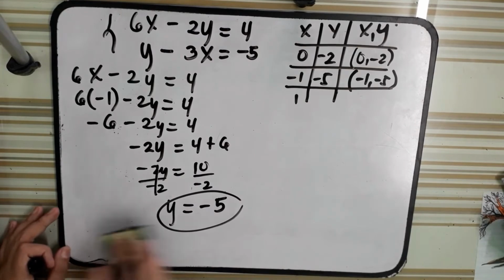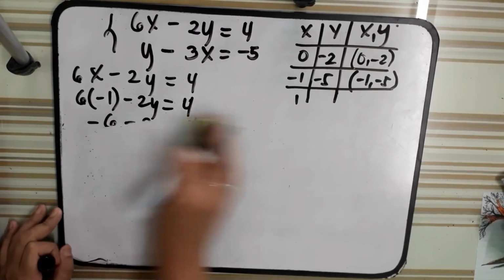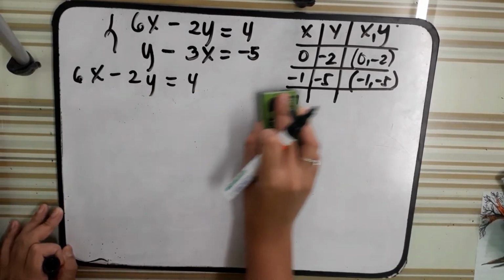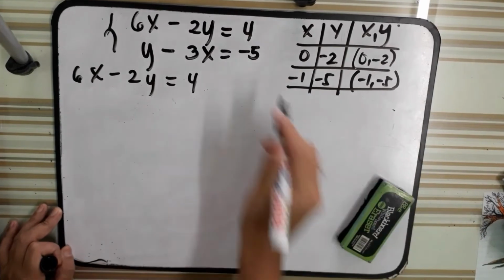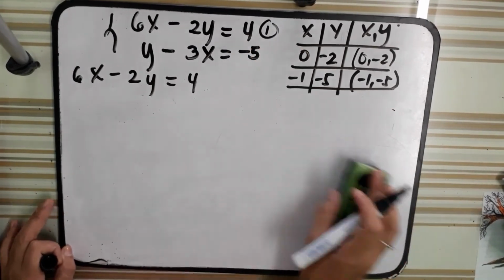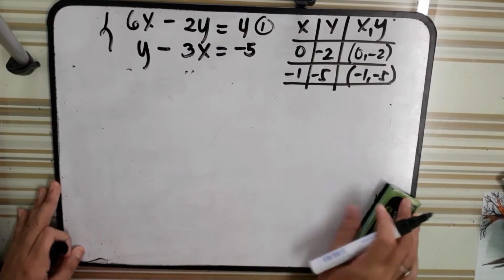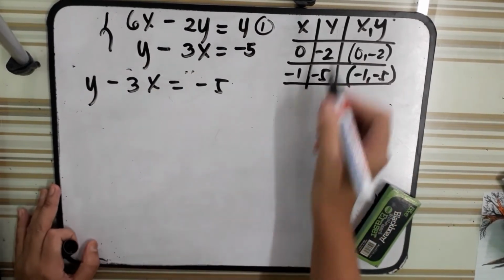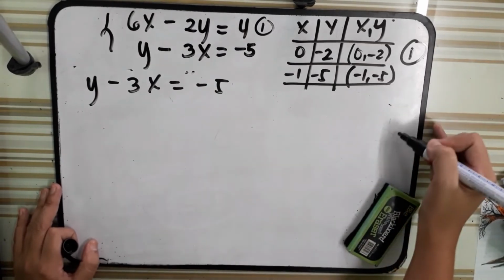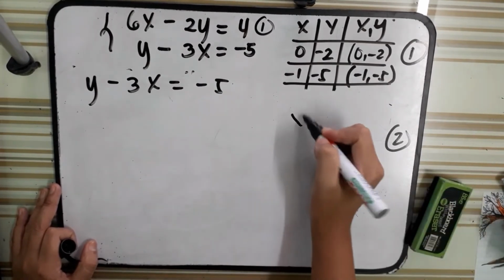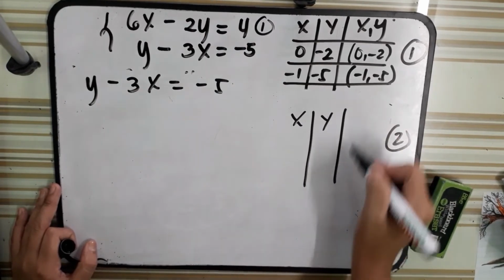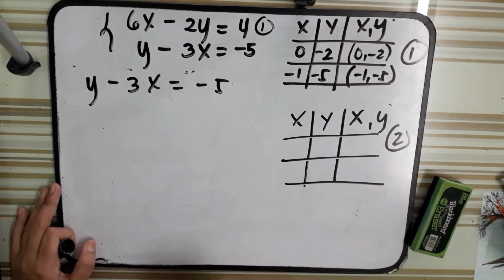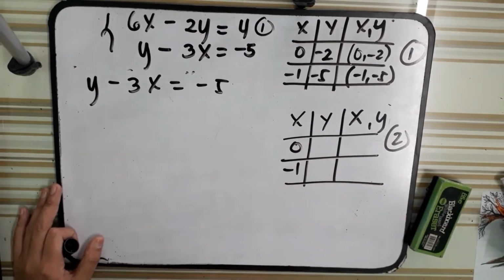Okay, next. Ay, okay na siguro yun. Dalawa lang gamitin natin. But that is for our first equation. Now, let's have the second equation. y minus 3x is equal to negative 5. So, gamitin din natin yon. So, ito para sa unang equation natin. Dito naman tayo sa pangalawa. So, x, y, and our points, x and y. So, dalawa lang gamitin natin. So, let's use 0 and negative 1 para mabilis.